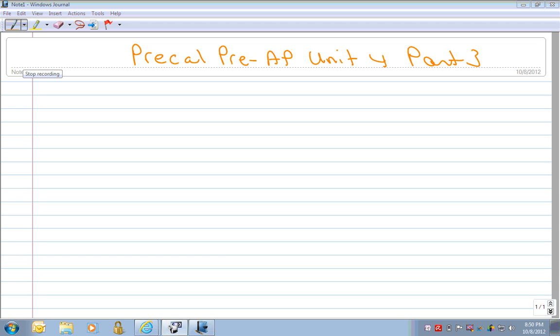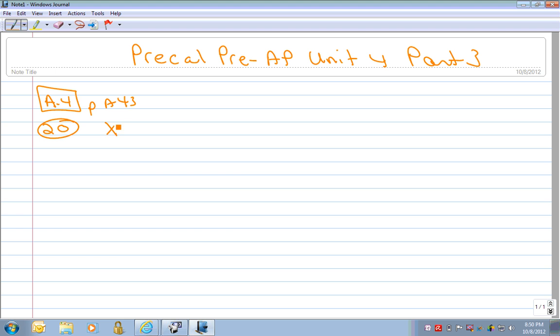Alright, we're continuing on with our pre-assessment. This is from the appendix, A.4, and it's on page A43. Let's get started with problem number 20.